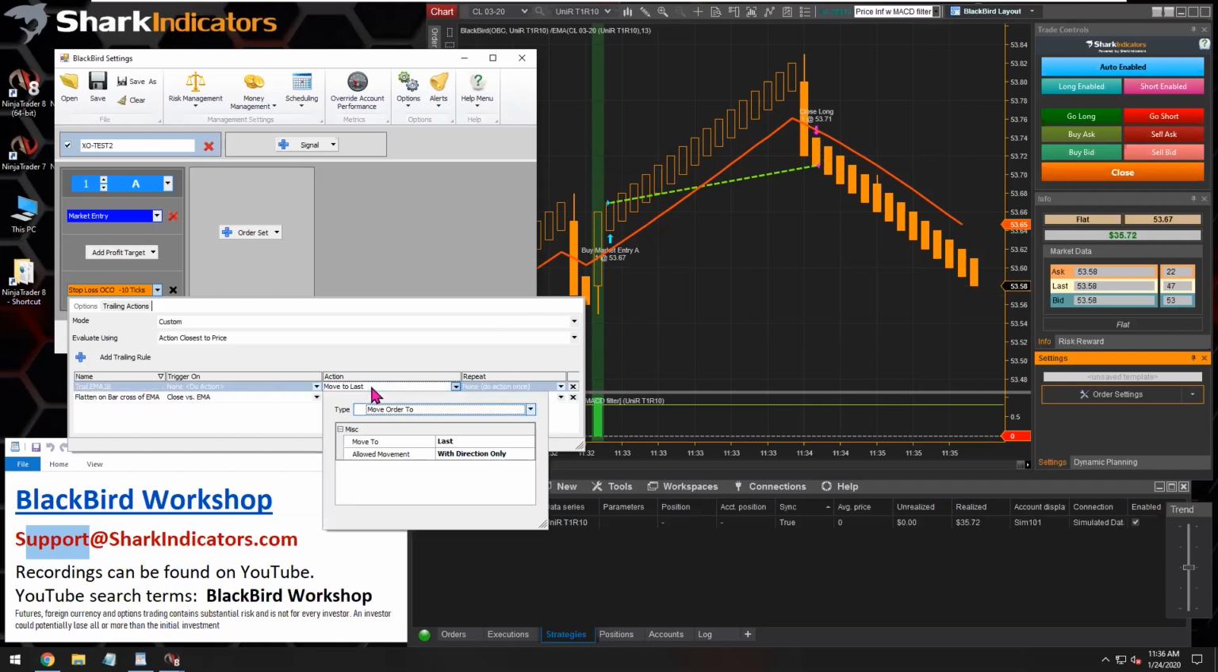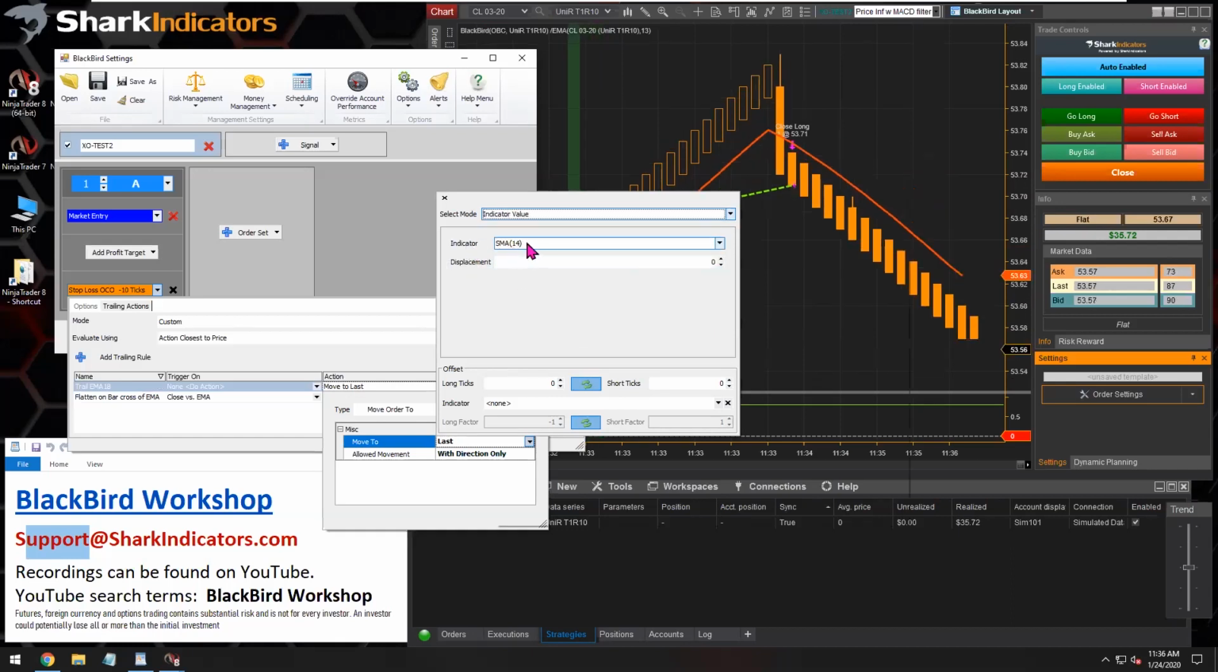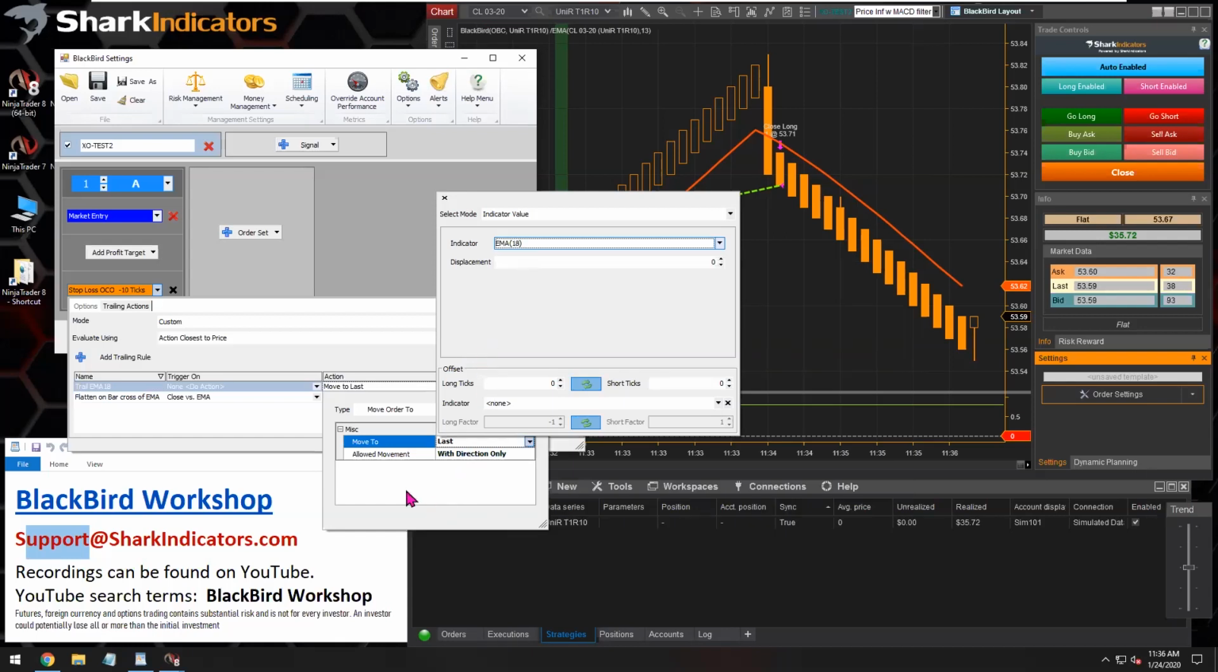And to trail an indicator, you simply go to the action and the move to. We want to move that stop loss to an indicator value. And here's where we select the EMA. There's our EMA. Let's make sure to change it to an 18-period EMA. And you can add an offset to it. So if you want your stop loss 1 tick below your moving average or 2 ticks below it, or maybe you want 1 tick above your moving average, you can easily add an offset to that.